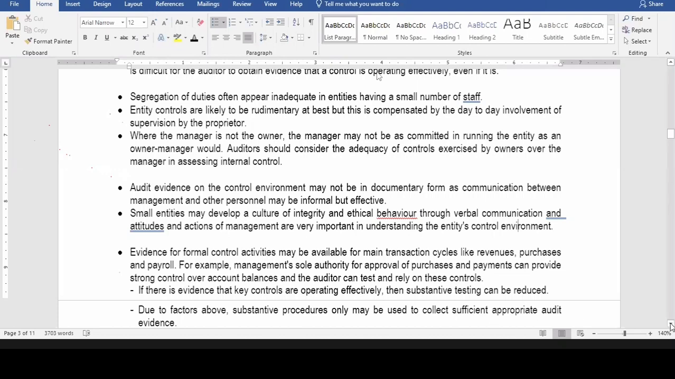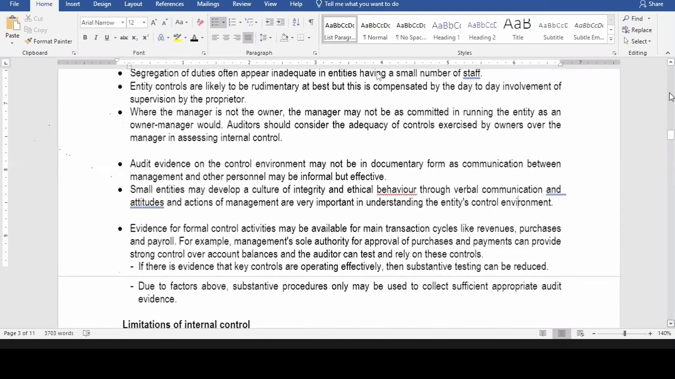Now, where controls are not in place, then we may not test the controls. In other words, we shall collect evidence using substantive tests. Or where controls are effective, then we can test the controls and then collect further evidence using substantive procedures.